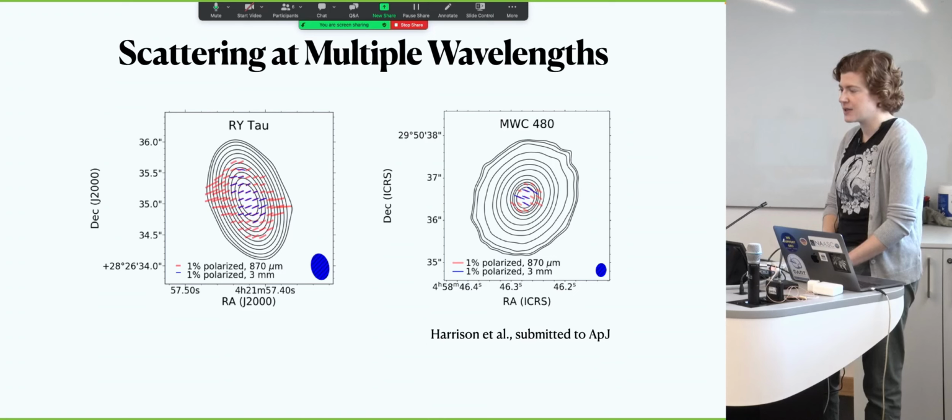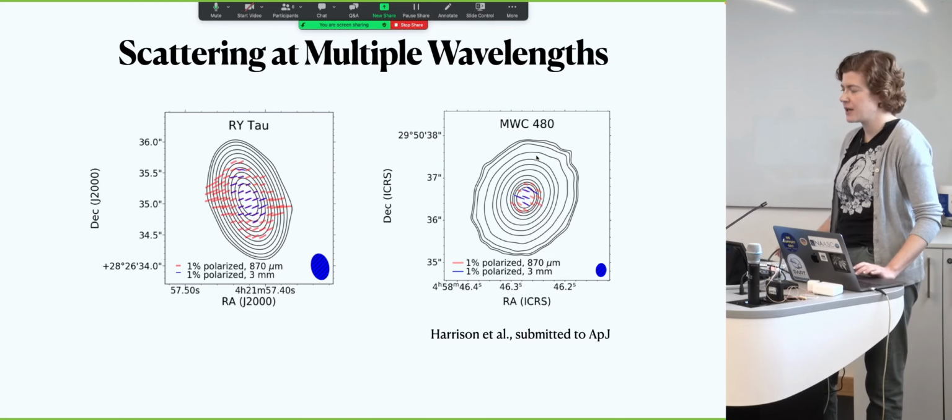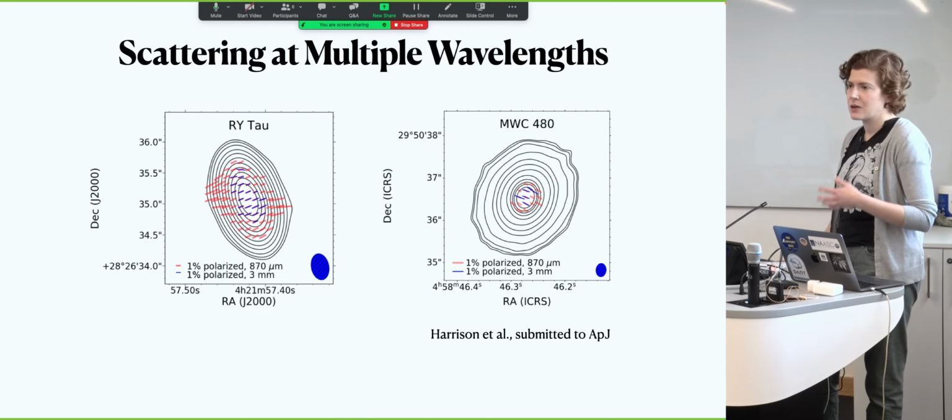So in contrast to disks like HL Tau, in RY Tau and MWC 480, we see scattering at two widely separated wavelengths. This is something that we didn't expect based on earlier models of polarization from scattering that had assumed compact spherical grains, single scattering, and that the dust grain distribution is described by a power law with one defined maximum dust grain size.